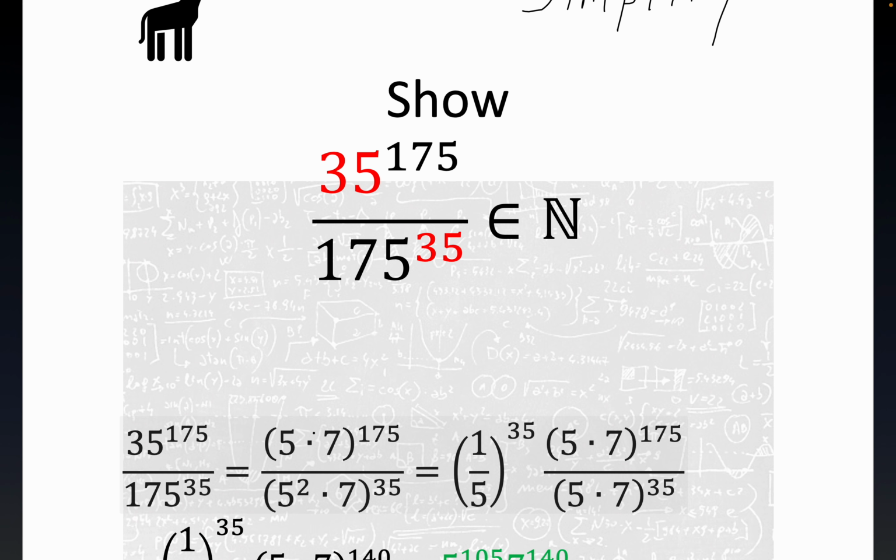Now, it's tempting here to use the rule b to the m over b to the n, where the bases are the same, is equal to b to the m minus n. N factors cancel with some of the factors in the numerator, leaving m minus n of them, right? But you can't do that because you don't have the same base here. So that's the purpose of this step right here.